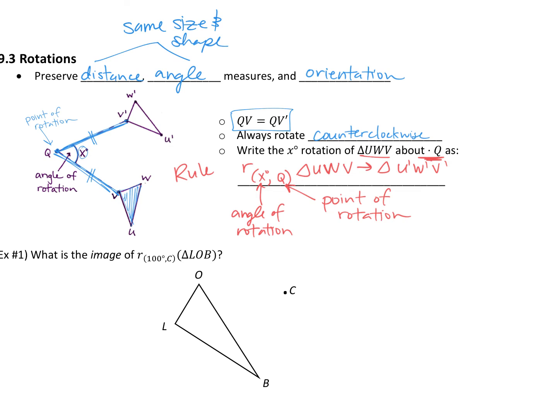Okay, and we said a rotation preserves distance, angle measure, and orientation. So whatever you started as, this triangle right here, should look just like this triangle you just made, right? If it doesn't, you did something wrong. Now if it's slightly off because your protractor compass isn't in perfect tip-top shape, that's okay. If it's like a totally different shape, then you have a problem, okay? So that is a rotation of 100 degrees around point C. Any questions on that?